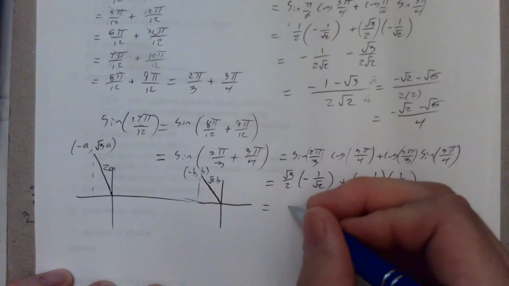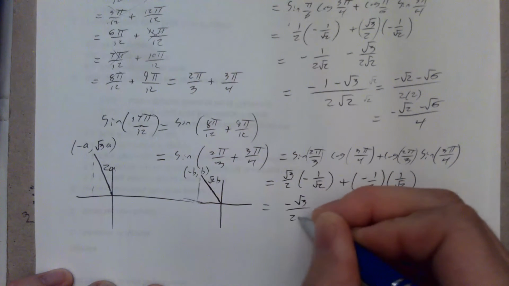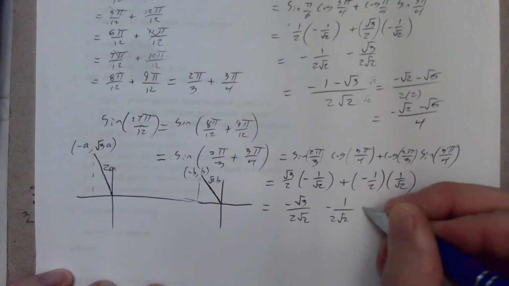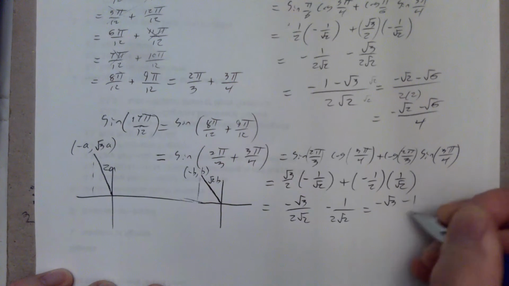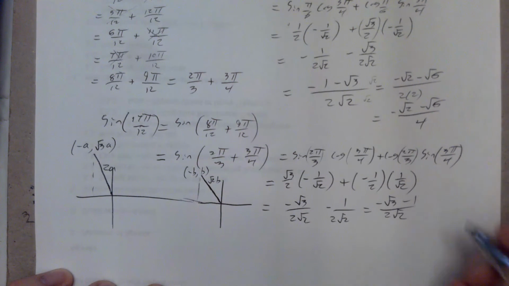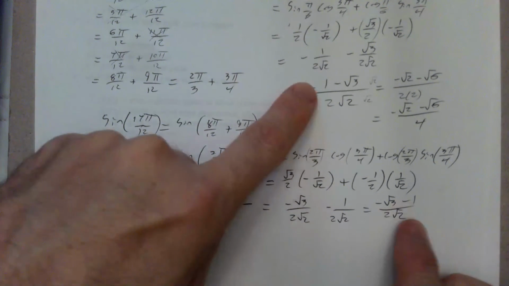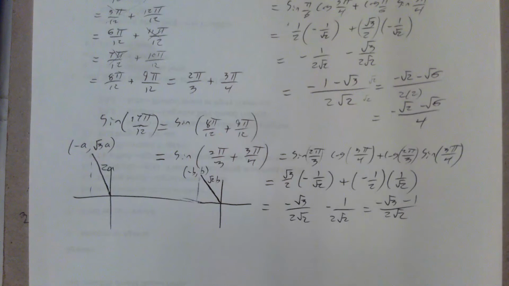If we tidy it up, we get negative root 3 over 2 root 2 minus 1 over 2 root 2, which is negative root 3 minus 1 over 2 root 2, which is the exact same thing as this expression right here. It's in just a different order, and we could have rationalized as well.